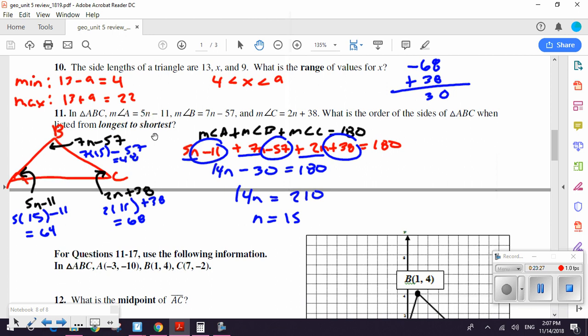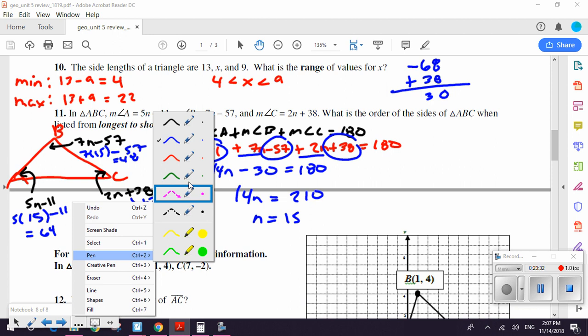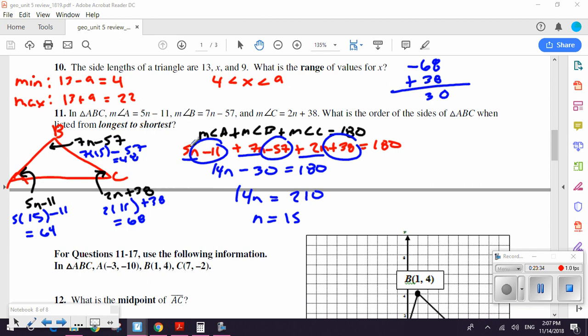Now this is from day one. So the longest side needs to be first. The longest side is always across from the largest angle. So our largest angle is angle C. The side across from C is AB. So this is first. The next largest is angle A. Angle A is across from BC. So that's second. So the correct order again is AB followed by BC and lastly AC.